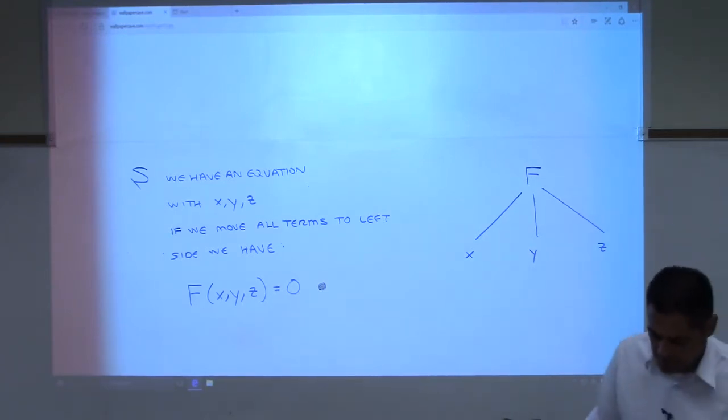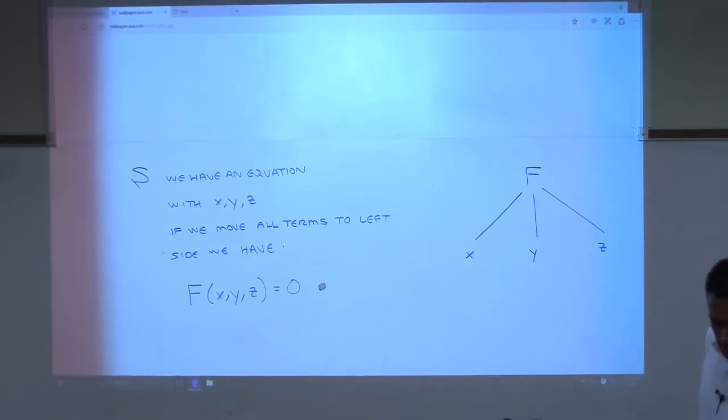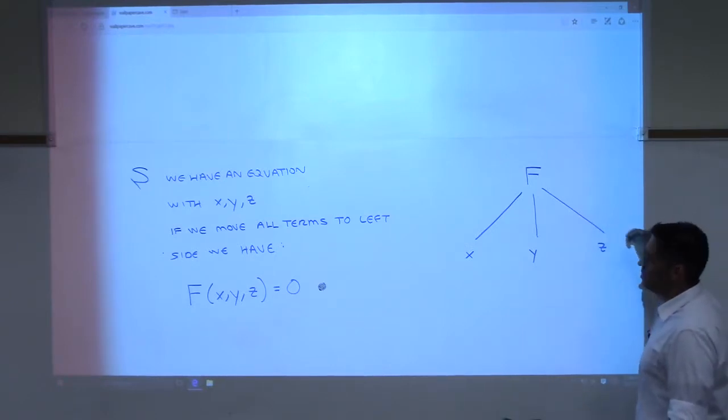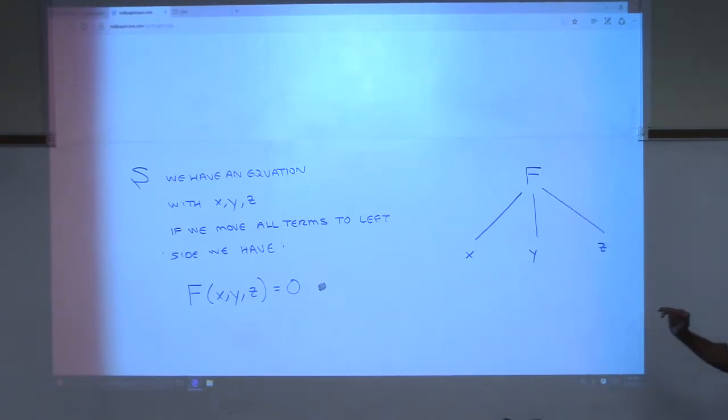What derivatives are possible? So this is where things get a little bit tricky here. What derivatives are possible at this point? Partial of f with respect to x, partial of f with respect to y, partial of f with respect to z. That's what's possible now, right?